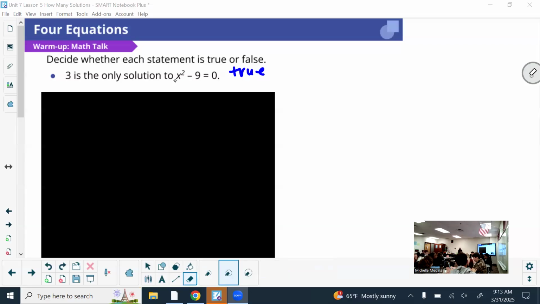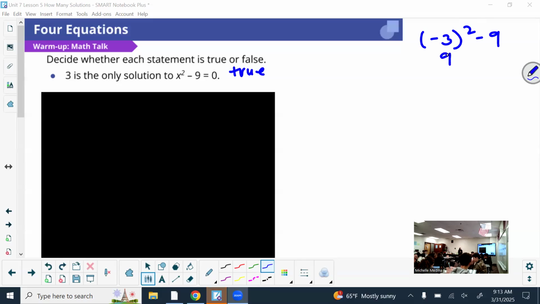Class, what's -3 squared? 9. And if you're thinking -9, well, you should never square a number and get a negative. If you're getting -9, that's probably because you're using a calculator and you're not using parentheses like you're supposed to. Because -3 squared is also 9, and 9 minus 9 is 0. So this is actually false because there is another solution, and the other solution is -3.